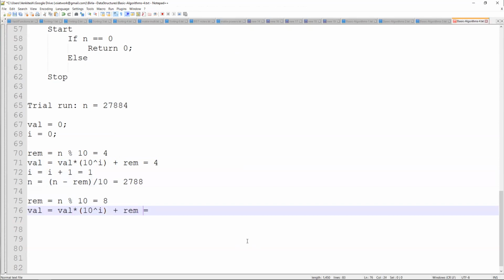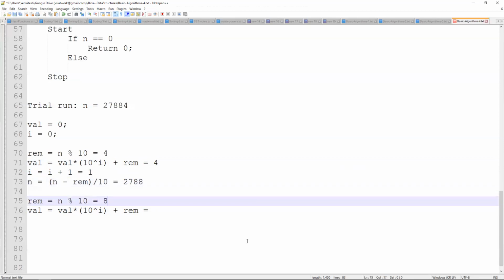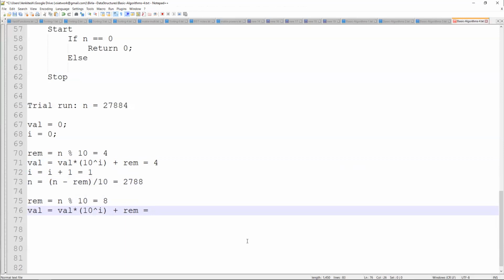Right. Okay. So let's repeat this. Anyways, the first case doesn't really matter. I is equal to 0, 10 to the I is 1, 1 into 0 is 0 plus remainder was 4, so this is 4. Okay. I changes to I plus 1. N is n minus rem by 10, 2788, that's fine. Then we now repeat this sequence of steps. Rem is equal to n mod 10, but n is 2788, so you get 8, last digit. Value is equal to value into 10 to the I. Current value is 4, but I is equal to 1, so 10 to the I is 10. 10 into 4, 40. 40 plus rem, 48.